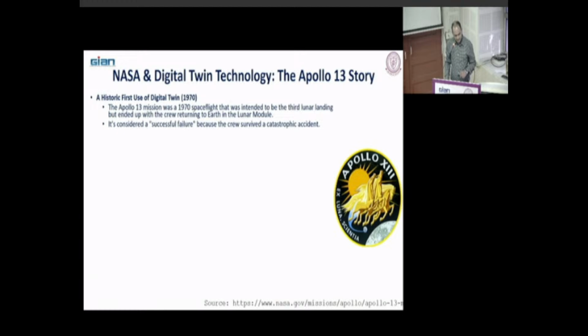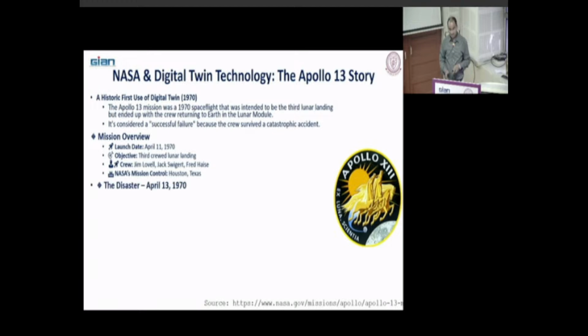So what happened basically? It's considered a successful failure. Why? Because NASA wanted to do the third lunar landing. They started the space flight on April 11, 1970. The objective was the third crewed lunar landing. The crew were three members: Jim, Jack, and Fred. NASA's mission control was in Houston, Texas. So they were controlling the space flight from their office in Texas.